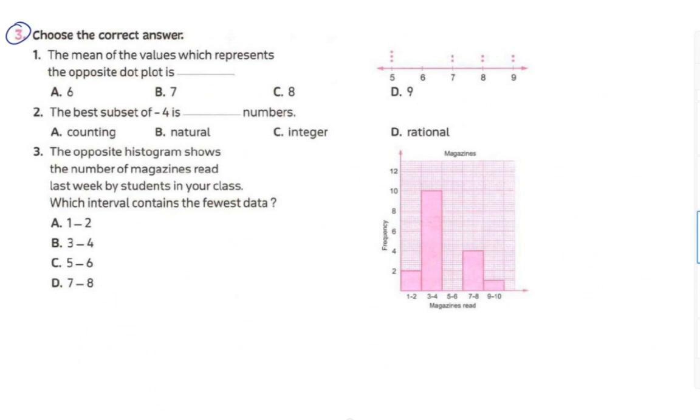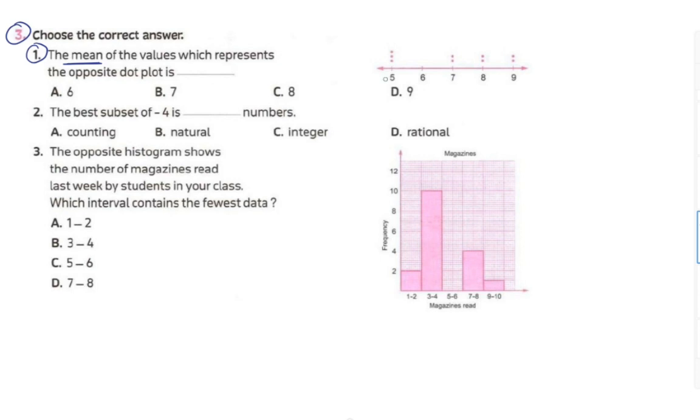Choose the correct answer. Point number 1: the mean of the values which represents the opposite dot plot is what? 6, 7, 8 or 9. Okay, he asked us about the mean, and we have a dot plot, and I need to find the mean. Use one way. To find the mean we have 3 ways. The first way is the balance point, the second way is the fair share, and the last way is the row.